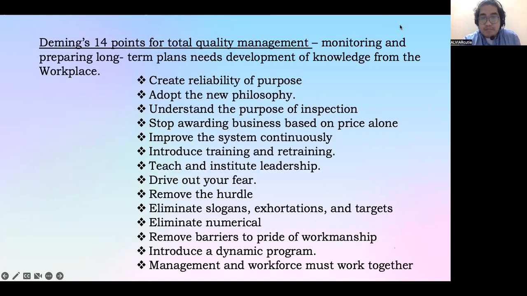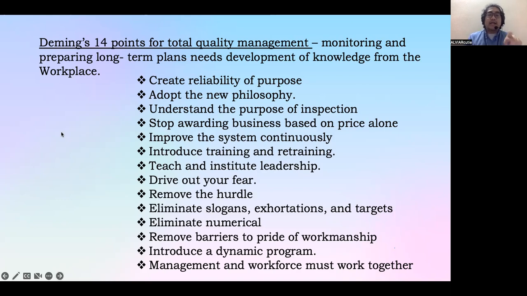Next, Deming's 14 points for total quality management. It is monitoring of preparing long-term plans, needs development of knowledge from the workplace. So dito naman sa Deming's 14 points, ito yung mga steps na kailangan nating tandaan for a better quality. Kasi nga karamihan ng mga tao noon is pang short term lang. So si Deming nag-prepare, gumawa ng hakbang para sa mas mahabang plans.